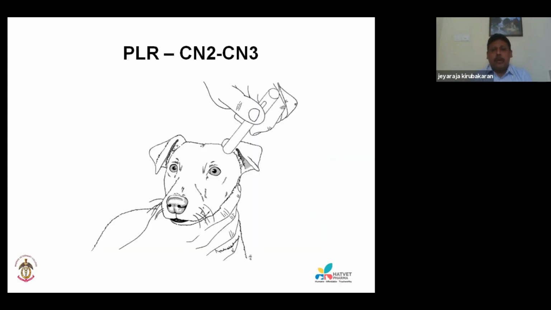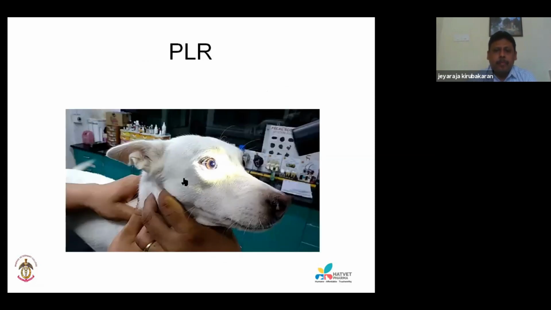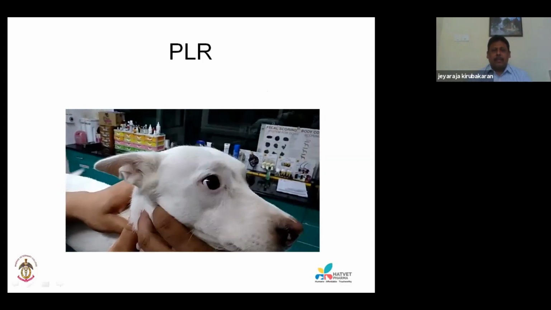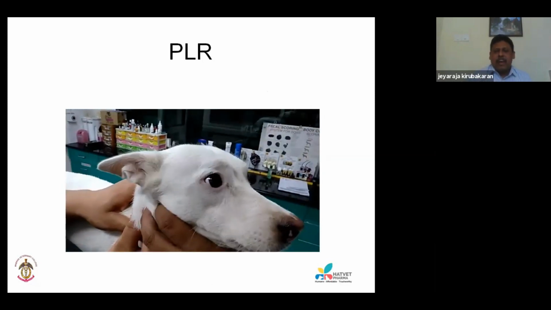Then comes your PLR. You just pass the bright light over the eye. That eye should constrict. This is called direct. And while testing this eye, the other eye is also constricting. That is indirect. And if direct is there in each eye, then no need to test for the consensual. If direct is absent, naturally you have to test the consensual.